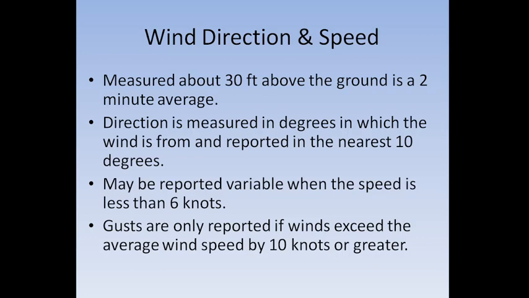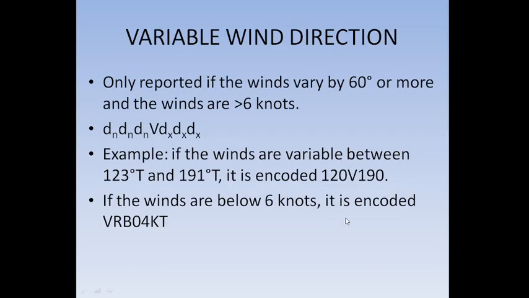Gusts are reported. Okay, we just covered that. All right, variable wind direction is only reported if the winds are varied 60 degrees or more. So if you got 010, you got to be at least 070 to be variable.